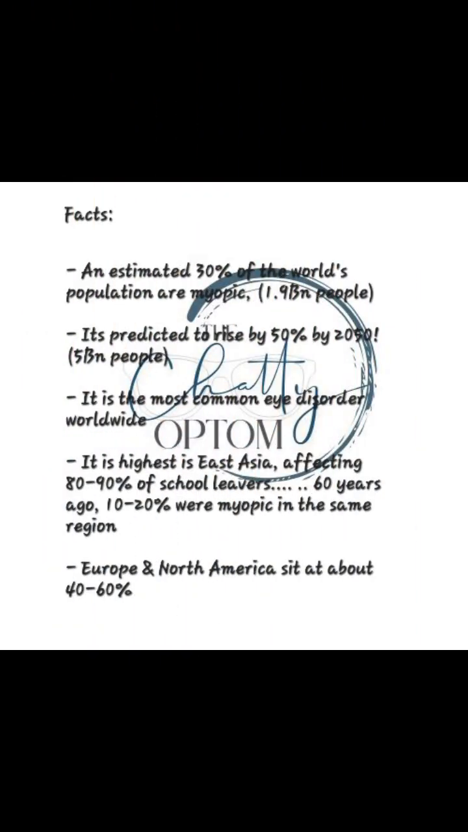The reason why some of this is important to understand is that at the moment about 30% of the world's population are myopic or short-sighted, which is about 1.9 billion. It's predicted that it will rise by 50% by 2050, making that about 5 billion. It is the most common eye disorder worldwide. It's highest in East Asia, affecting between 80 to 90% of school leavers. What's interesting is that about 60 years ago, about 10 to 20% of school leavers were short-sighted in the same region. Europe and North America sit between 40 and 60%.